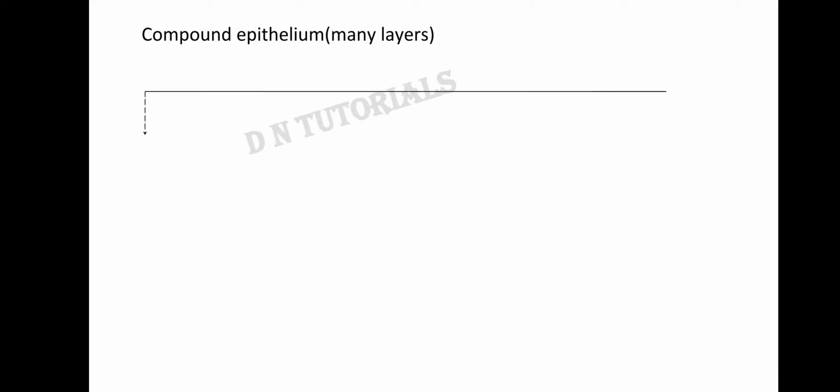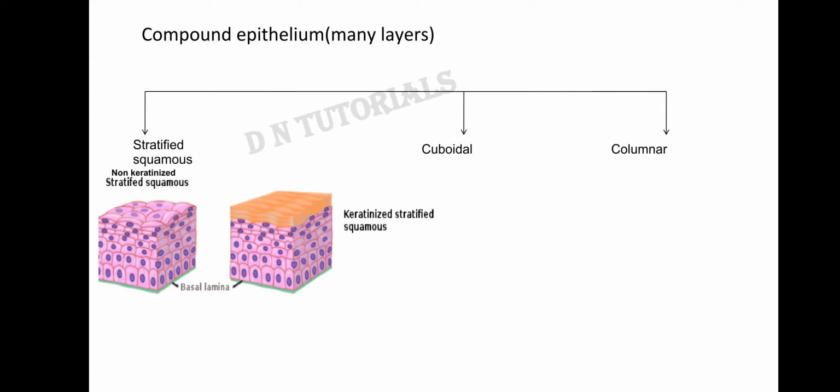There are three types. Again, the same names: stratified squamous, stratified cuboidal, and stratified columnar. Stratified squamous, when there are many layers of the squamous epithelium, right? Such an epithelium is called stratified squamous.